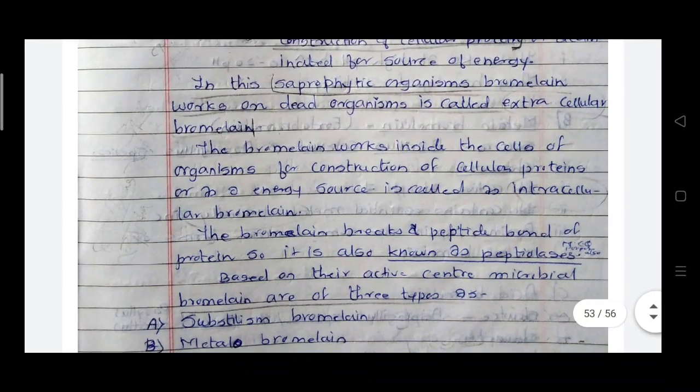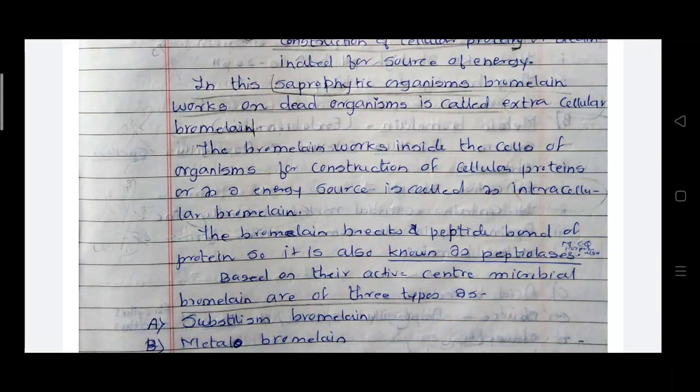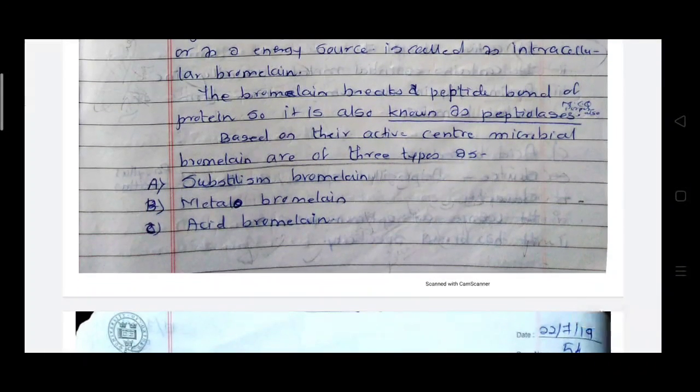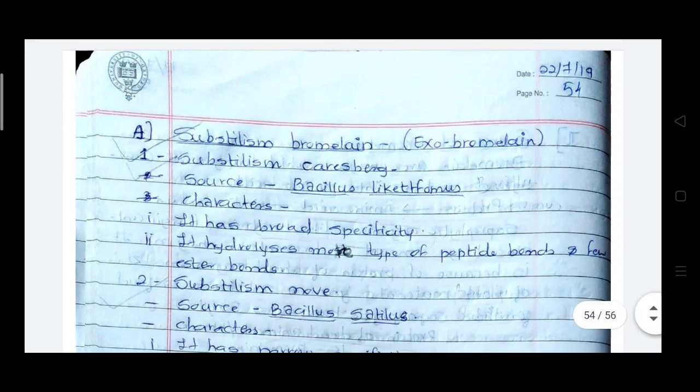Based on their active centers, microbial bromelains are of three types: subtilisin bromelain, metallobromelain, and acidobromelain. So, based on the substrates they act on, there are three different types: subtilisin bromelain, metallobromelain, and acid bromelain. Subtilisin bromelain is also called exobromelain.